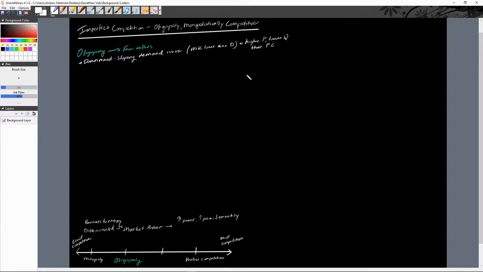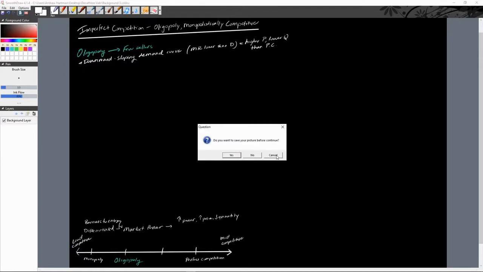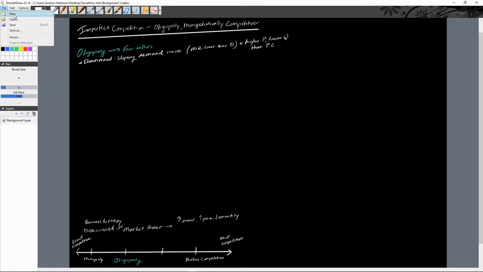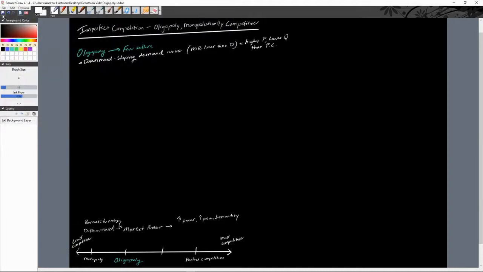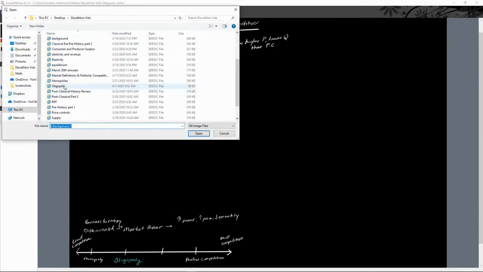If I actually just pull back up the monopoly, cancel. Well, I can't do that. Let's go save as, say this is oligopoly, and then we'll open up our monopoly one just quickly.